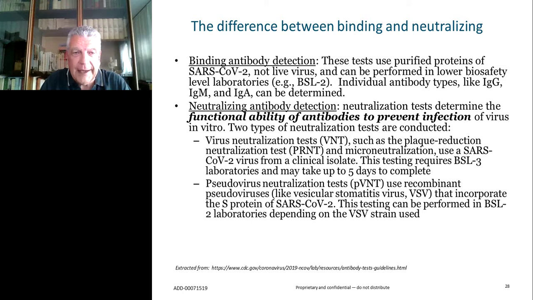So in order to find the functional ability of antibodies to prevent infection, you must revert either to virus neutralization or to microneutralization, and both techniques require viral culture, require BSL-3 level laboratories, and are quite long to be performed. An alternative may be to use a pseudovirus neutralization test with recombinant viruses, and this may be done in labs with a lower level of security. But this is different from this.